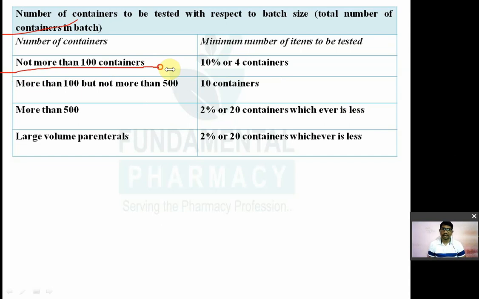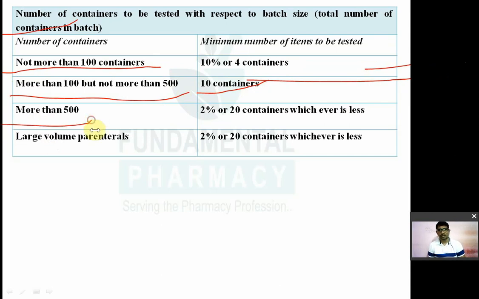So if your batch consists of not more than 100 containers, then you have to take 10% or 4 containers for sterility testing. If your batch consists of more than 100 but less than 500 containers, then you have to take 10 containers for sterility testing. If your batch consists of more than 500 containers, then you have to take 2% of that or 20 containers, whichever is less.